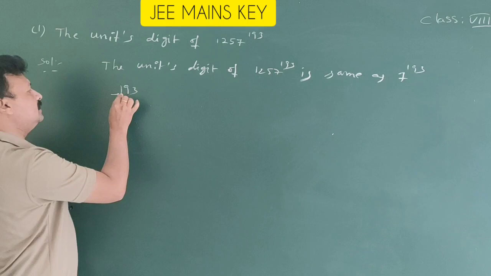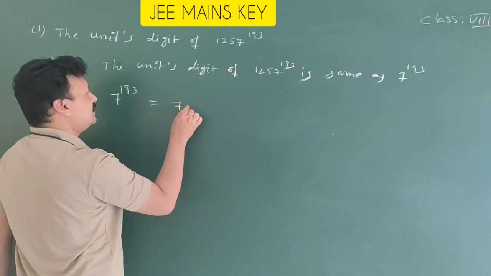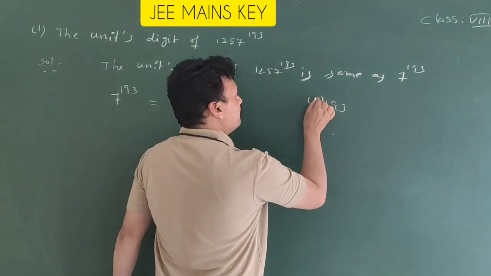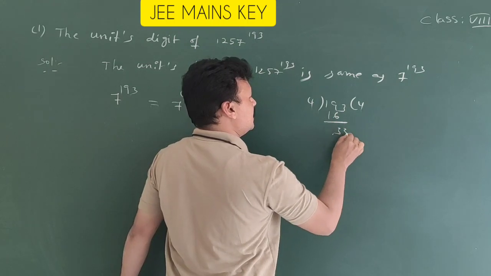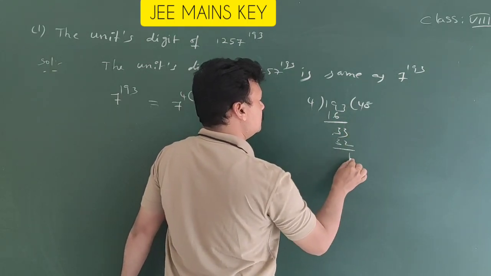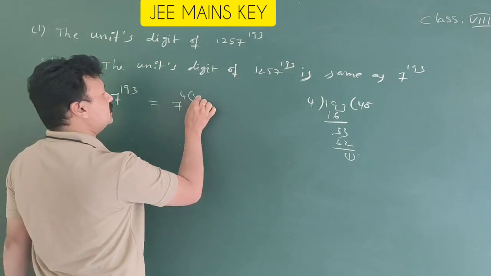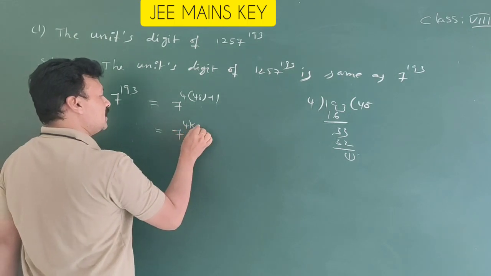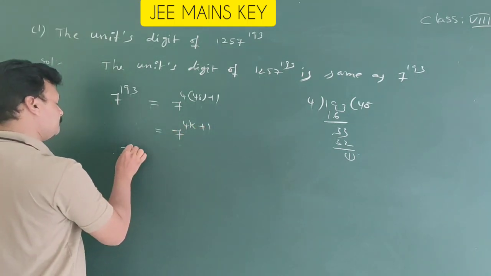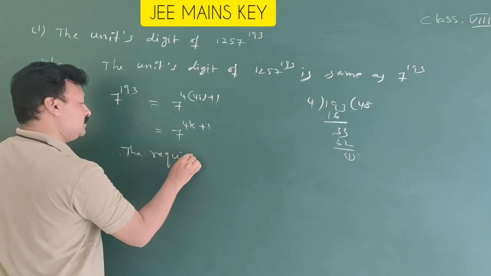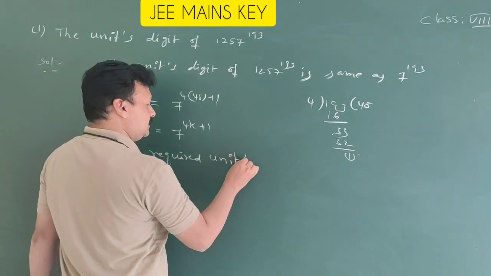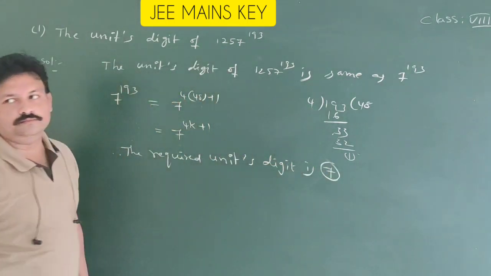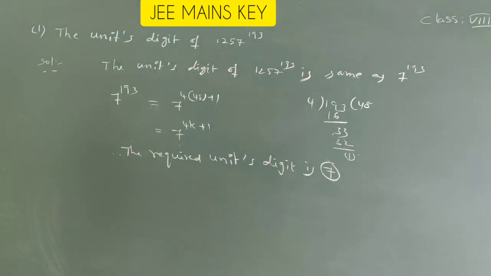7 power 193 equals 7 power 4 into something. Here 193 by 4: 4 times 48 is 192, so 1 is the remainder. So we can write it as 4 into 48 plus 1. Now it is in the form of 4k plus 1. Therefore, the required units digit is 7.